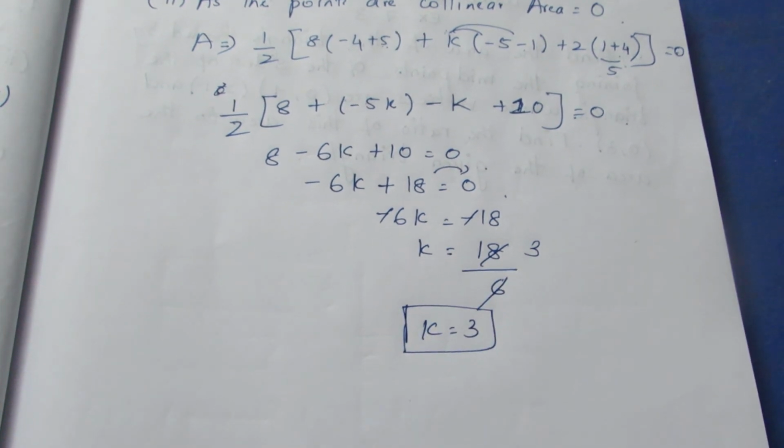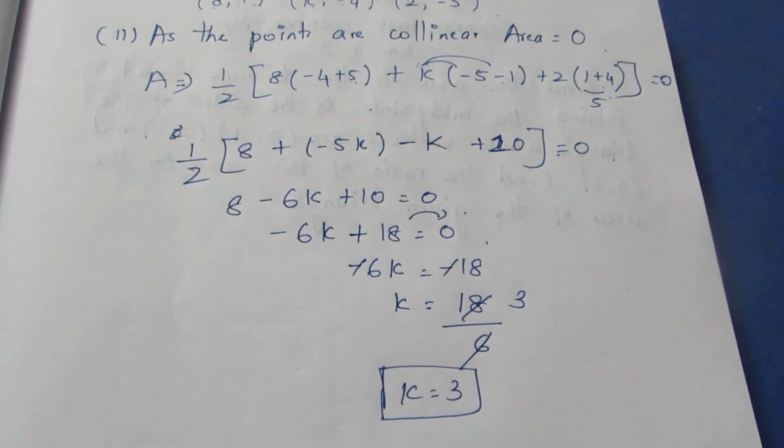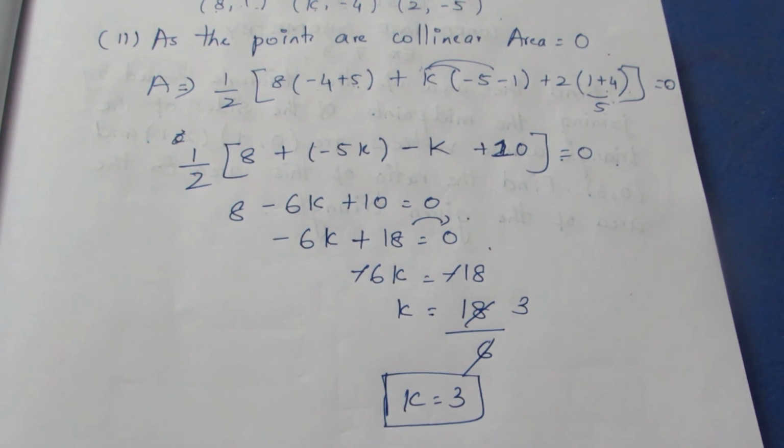We have found the value of k to be equal to 3 for the second sum and 4 for the first sum. That's all with the sum.